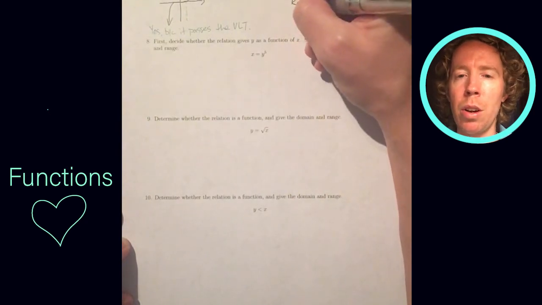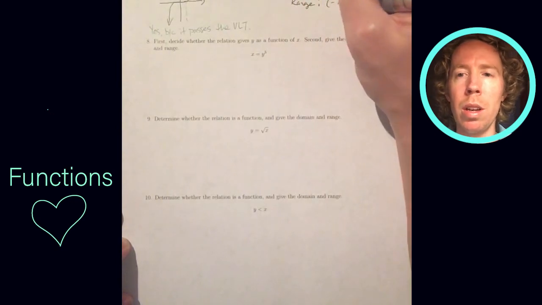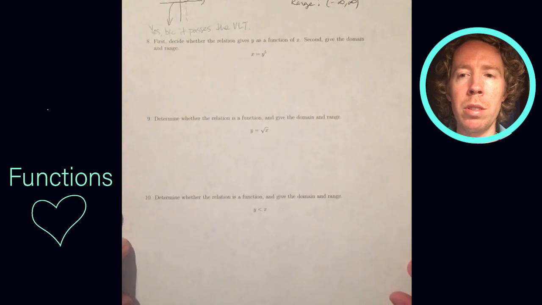And then to get the domain and range, we can see that you can plug in any x value and get out a y value. So the domain is all real numbers. And then from the graph, you can see that the range is all real numbers as well, because the y values go down forever and up forever.